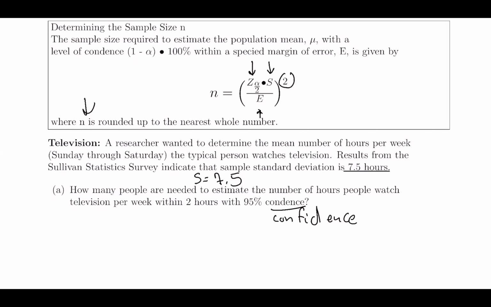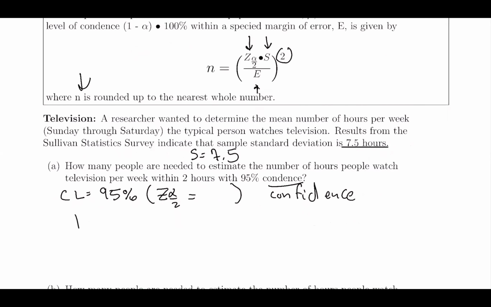So let's go ahead and do this problem. We already know S is equal to 7.5. You should also be able to get that the confidence level is equal to 95%. We're going to use this information in order to get our Z value. And then we want the margin of error. If you look at the margin of error, they tell us we want to be within 2 hours. Since we want to be within 2 hours, that's our margin of error, because it's plus or minus 2 hours. It could be +2 or -2, that's still the same thing. So margin of error is equal to 2, and the sample standard deviation is equal to 7.5. The only thing we don't know is our Z value.